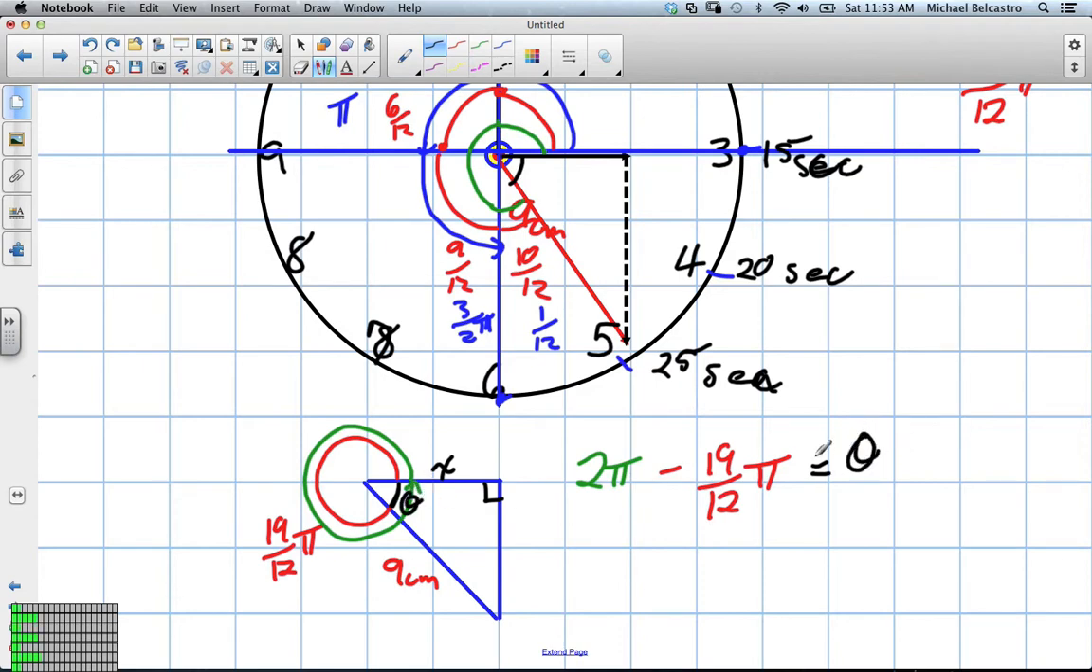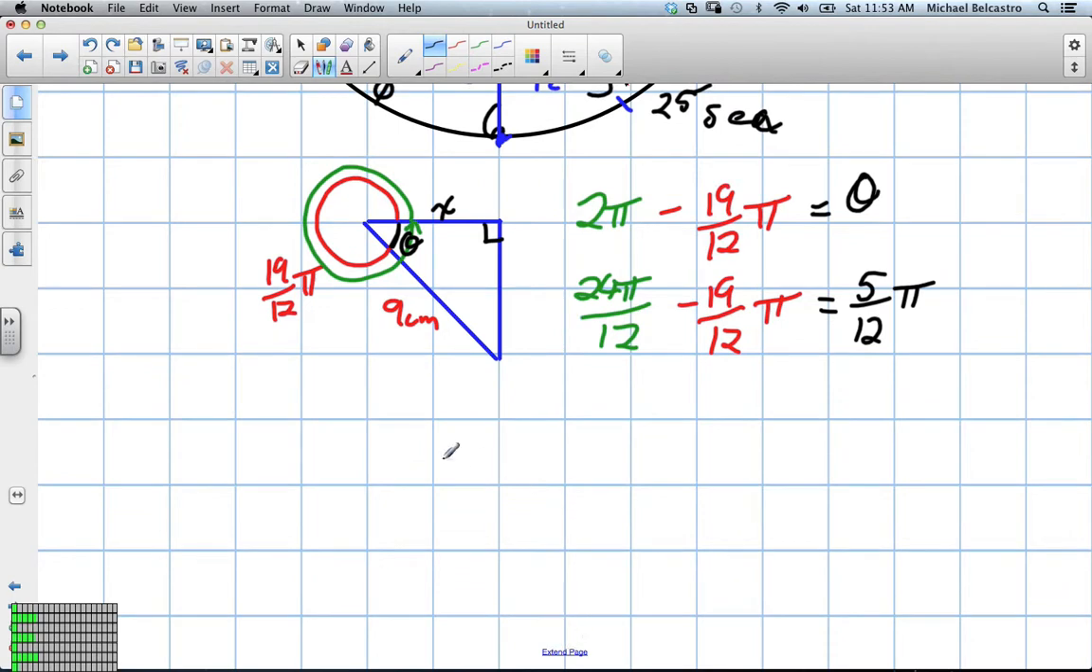So that will give us our theta. Well, in order to have 2 pi with a common denominator, that's 24 pi over 12. Subtract our 19 over 12 pi. What is our theta going to be? 5 over 12 pi. Okay, so that's how many movements we have left. 5 over 12 pi, that's what that little angle in there is going to be. So we'll keep this in radians.